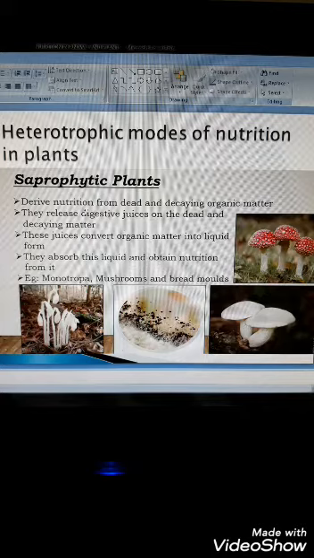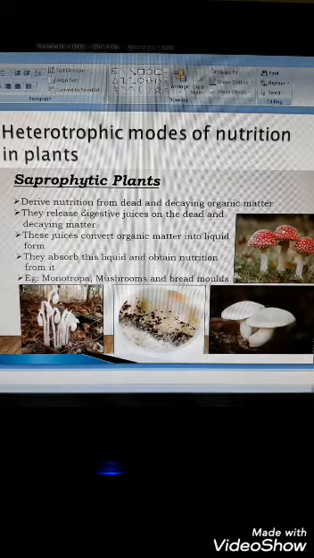So for this there are various methods selected by the plants. They have adopted these methods to obtain their food. So the very first method is saprophytic nutrition. Saprophytic nutrition is that mode of nutrition in which non-green plants obtain their nutrients from dead and decaying organic matter of plants and animals. Now here sapro word means rotten.